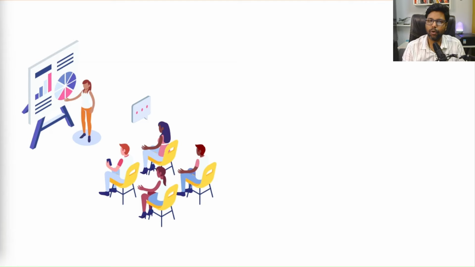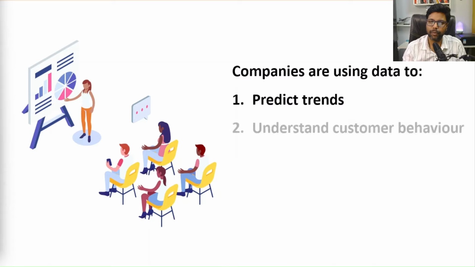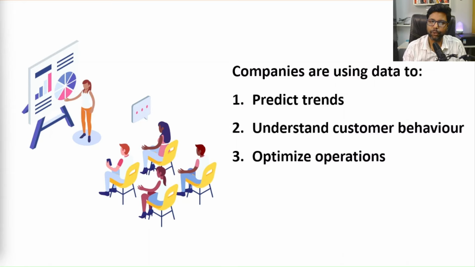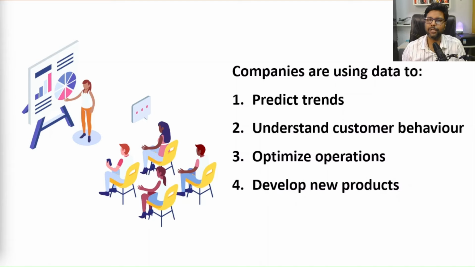Companies today are all about data driven decision making. They are using data to perform various tasks like predicting trends, understanding customer behavior, optimizing operations, and developing new products. Amazon uses database and SQL to analyze purchase history, browsing behavior, and even inventory levels, to decide what products to recommend to customers and what to stock in their data warehouse.